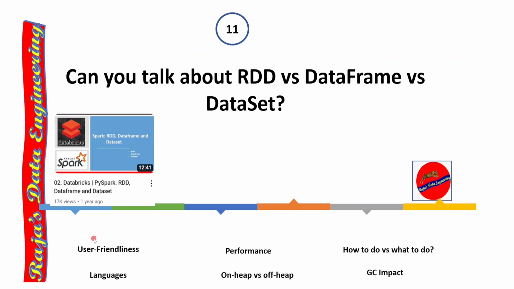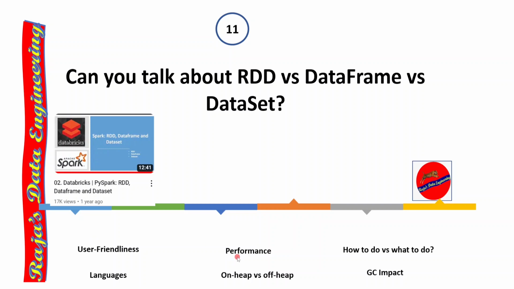The first one, user friendliness. Coming to RDD, that is the native API for Spark, but still it is not user friendly, because we have to write verbose code. A lot of code that is difficult to understand and maintain. But coming to DataFrame, it's a SQL-like language, so it's very easy to understand and maintain.